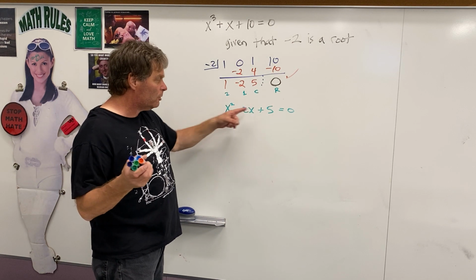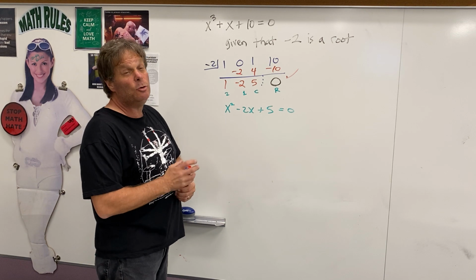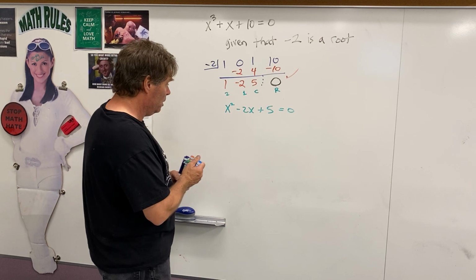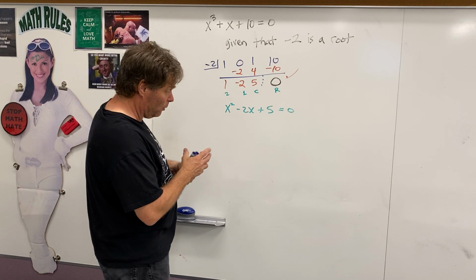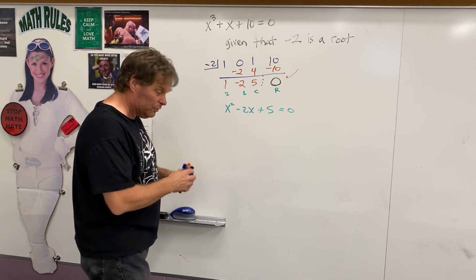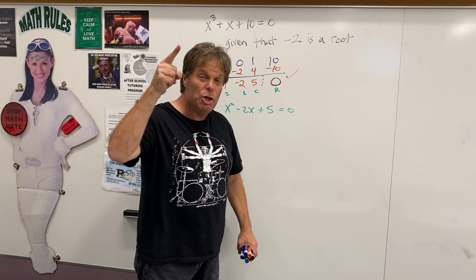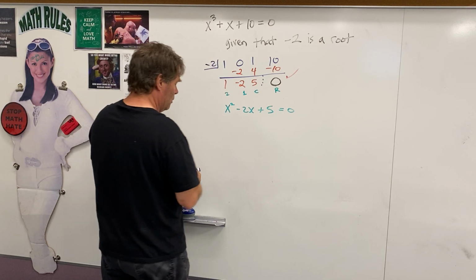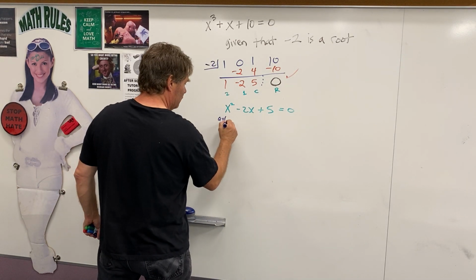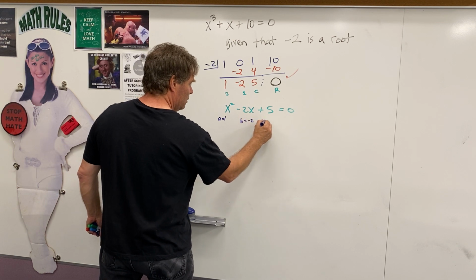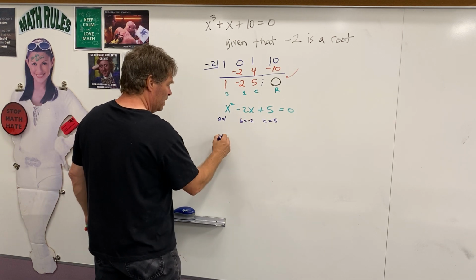If it doesn't factor, like this doesn't, I'm going to use the quadratic formula. You should know the quadratic formula. You should have it memorized. If you don't, shame on you. Okay, so here we go. You should know this. A is 1, B is -2, C is 5. I'm just putting it in the quadratic formula.